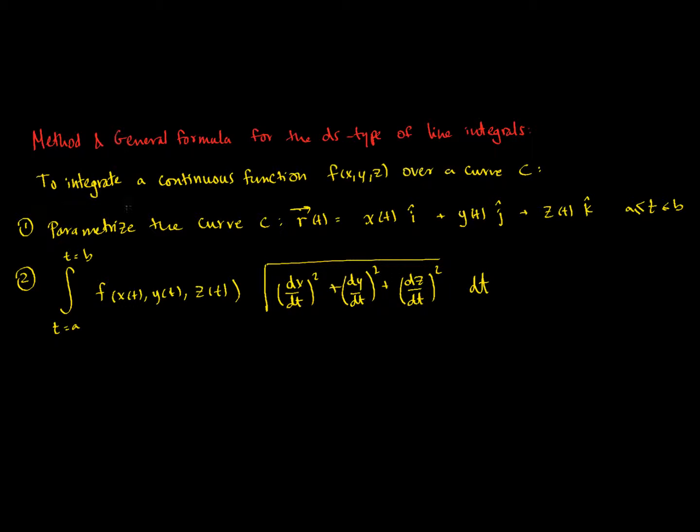Okay, to integrate a continuous function over a curve C, the first step is to parameterize the curve, and the second step is to substitute this parameterization into the function and then multiply it by the square root of dx/dt squared plus dy/dt squared plus dz/dt squared, and you integrate this whole thing with respect to t. Of course, if you're dealing with a two-dimensional function where you only have x and y, you can get rid of the z of t and the dz/dt squared here.